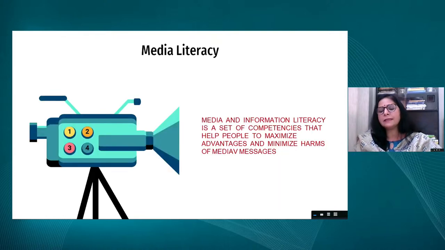So the whole idea is, when we talk about media impact, there could be positive impact, there could be negative impact. And when we talk about media and information literacy, it is a set of competencies which help people to maximize the advantages and minimize the harmful effect of media messages. This is media and information literacy in crux. A lot of experts will be coming and talking about it, but this is the essence: we need to maximize the positive impact of media messages and minimize the harmful effect of that.